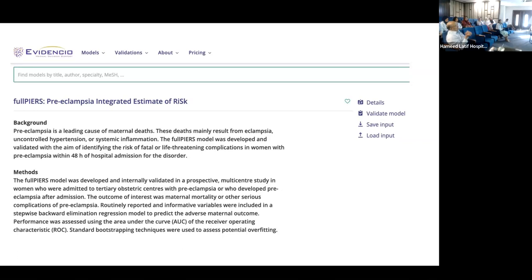And we need to emphasize the importance of this to our colleagues in family medicine, so that they are also aware of the implications and the consequences of preeclampsia if it becomes severe, and also the methodology by which we can identify them earlier.